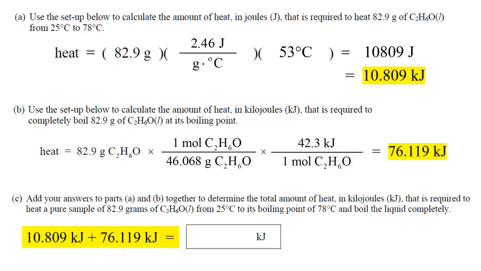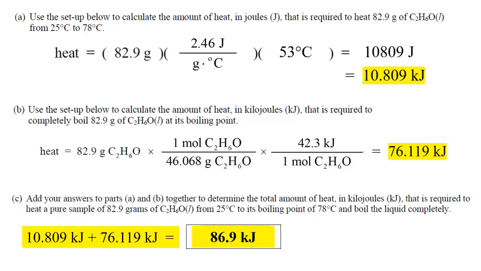So the sum of 10.809 and 76.119 is 86.928 kilojoules. Now I'm going to go ahead and round off my answer to 3 significant figures, since the mass of the sample has 3 significant figures. So I'm going to call this 86.9 kilojoules as my final answer. All right, well, that is the answer to this particular question.